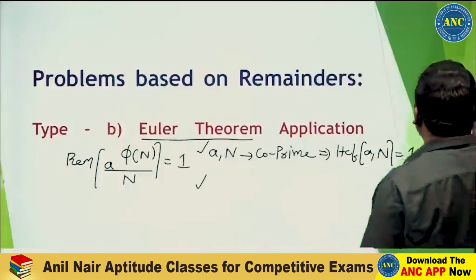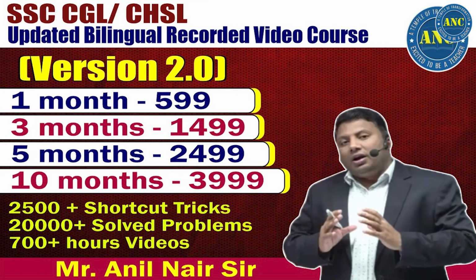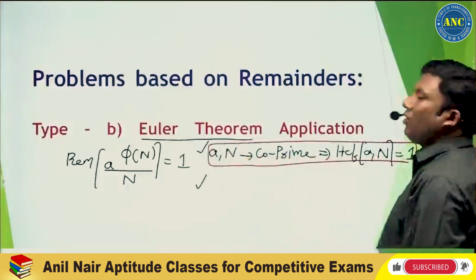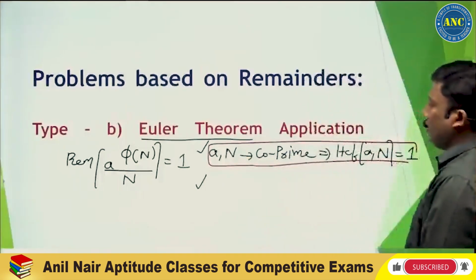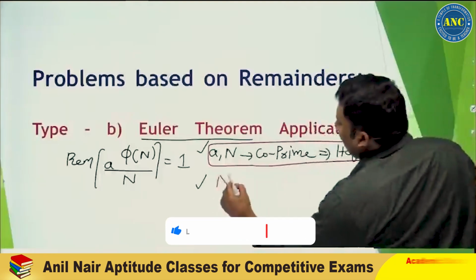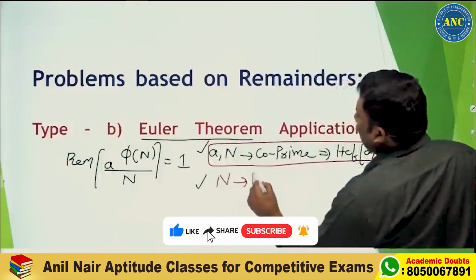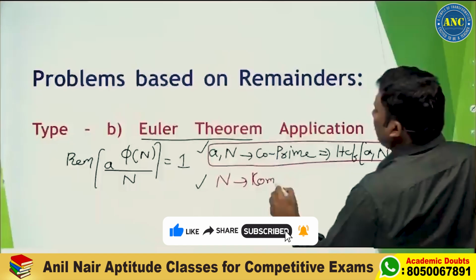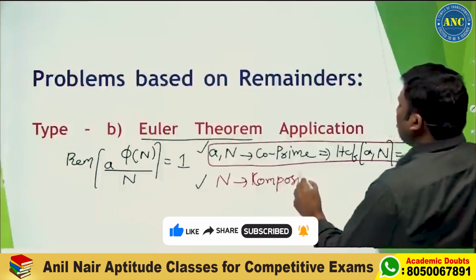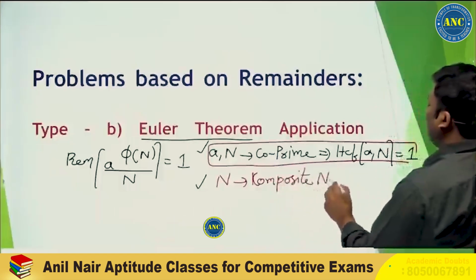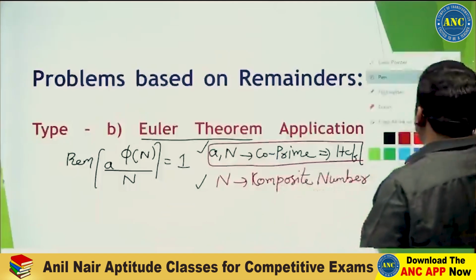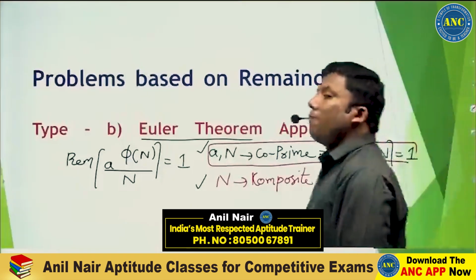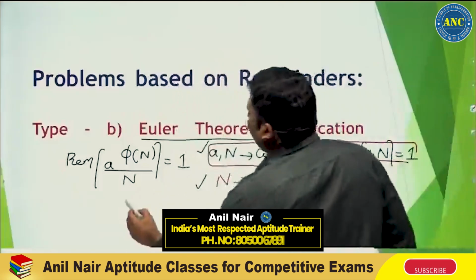Two numbers are said to be co-prime to each other if the only factor they have in common is 1. And the other thing is, n is a composite number. Euler's theorem is used when the denominator is a composite number. Then what is phi of n?